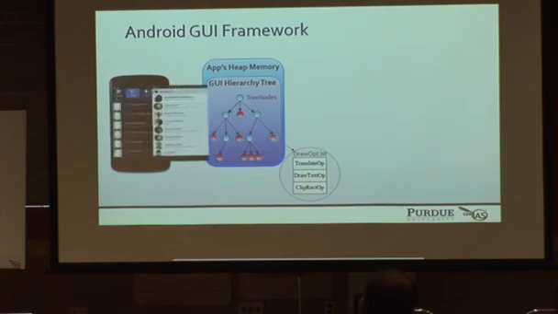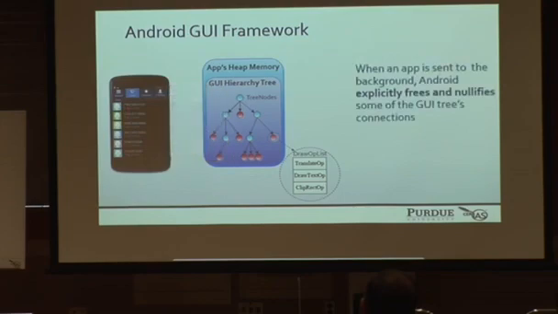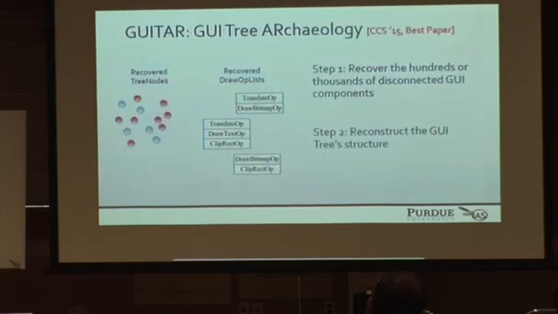Unfortunately not. Because as most of you know, Android applications do not share screen space. They actually execute one at a time in the foreground while there's numerous other apps in the background. And as soon as you background that app, Android goes through and explicitly frees and nullifies all of this GUI data that's in the app's memory. And this basically disintegrates that whole GUI tree in the app's memory, making all of those individual data structure approaches that we just talked about totally useless here, because they wouldn't be able to find anything. It's all disconnected. But this is where my paper Guitar comes in.